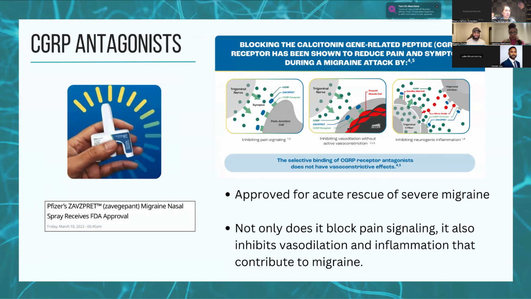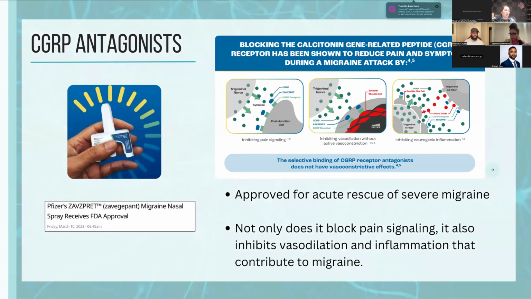CGRP antagonists. So CGRP was one of those excitatory neurotransmitters. CGRP sprays are now being used for migraine, especially for rescue migraine treatments coming out as a spray. It not only blocks pain signaling, but it also inhibits vasodilation and inflammation, which all contribute to migraine therapy or migraine diseases.